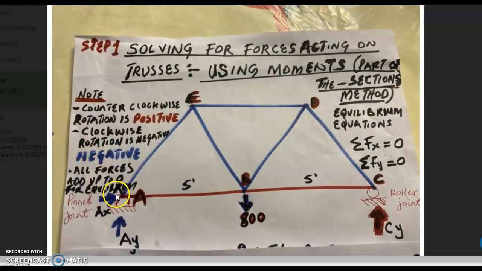Now something to note: any point at which the reaction force has no distance doesn't tend to be able to create a moment. So that will be a zero force when you're calculating for moments. So this one here is going to be a zero, and then you only have to calculate for this one, and this other one here.